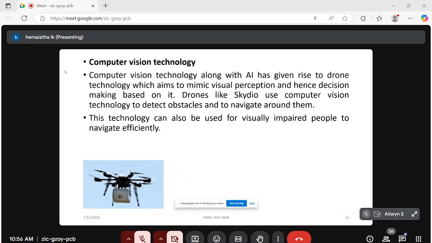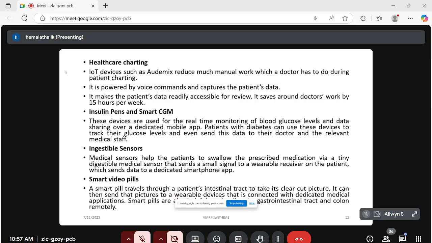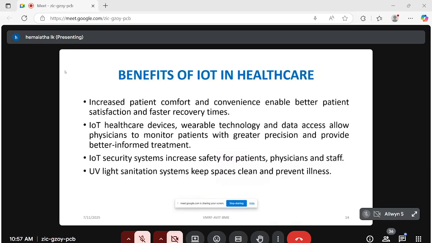navigate efficiently, and it is having a drone which is deployed with sensors, as well as it is connected to the patient. Accordingly, the guidance will be given to the visually impaired people. And apart from the other specific applications, it is used in healthcare charting, then insulin pens, and smart continuous glucose monitors, and then smart video pills. These are the various applications where we can use the IoT technology.